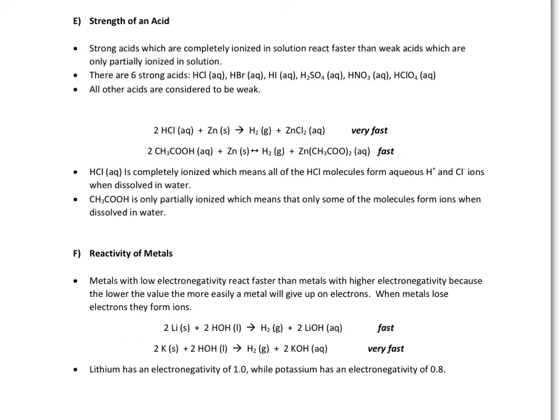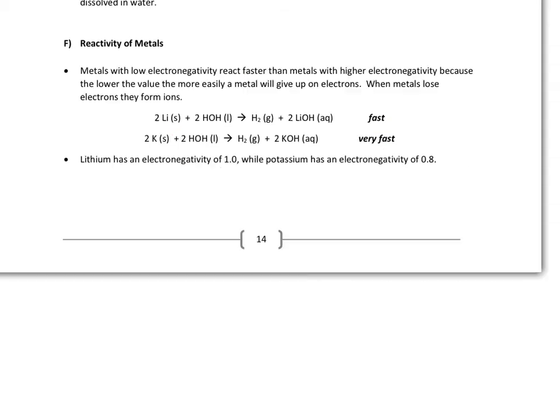When looking at acids, strong acids are completely ionized in solution, so they will react faster than a weak acid, which is only partially ionized. There are 6 strong acids that you'll recall from prior chemistry courses, and those 6 strong acids will react faster than any other acid. So if we were to look at the example between hydrochloric acid reacting with zinc and acetic acid reacting with zinc, we have a strong acid in hydrochloric acid and a weak acid in acetic acid. Since a strong acid completely ionizes and is already broken apart for us, it will react a lot faster with zinc.